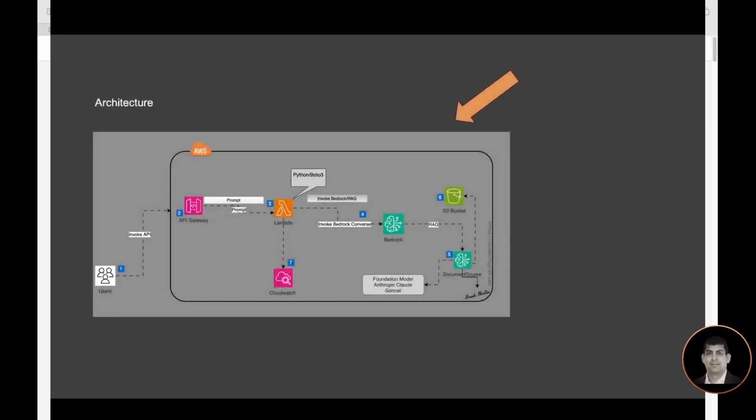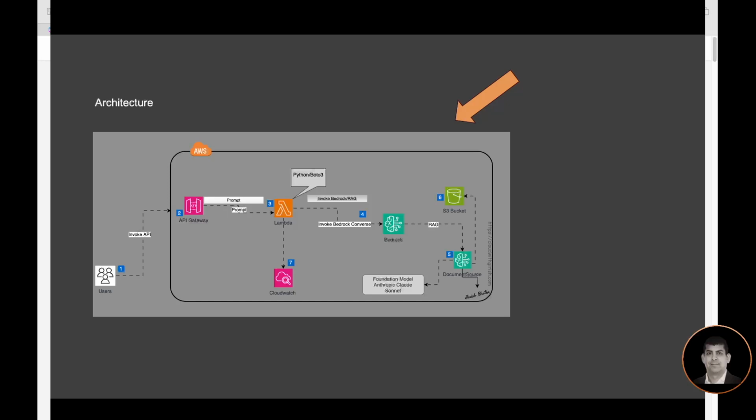Let's look at the architecture. We have a user or a consumer that's invoking a RESTful API using the API Gateway. API Gateway is invoking the Lambda function, and the Lambda function in turn is invoking the Bedrock Converse API. Bedrock Converse API is using a document source hosted in an S3 bucket as an augmented source to provide the response. The underlying foundation model used here is Anthropic Claude Sonnet.